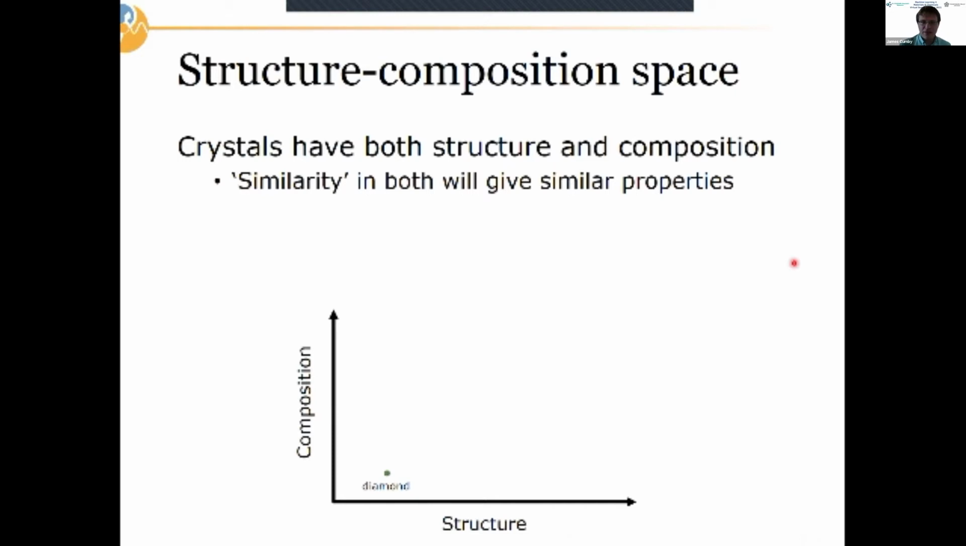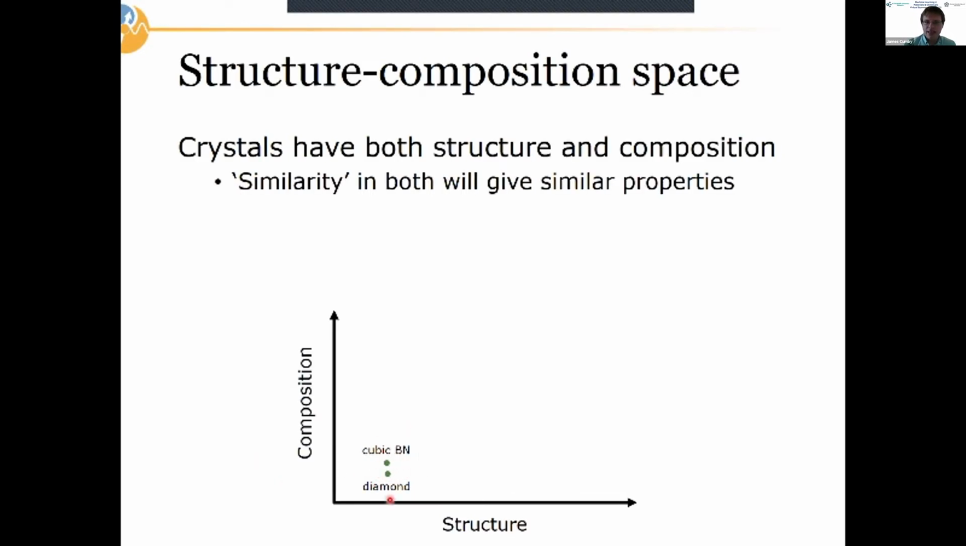So as a very simple example, we go back to diamond again. Here on this structure composition axis, diamond is there. We can also consider something like cubic boron nitride. So that has the diamond-like structure. Boron and nitrogen are next to carbon on the periodic table on either side. So compositionally, it's very similar to diamond.